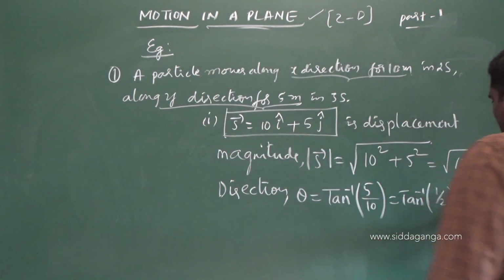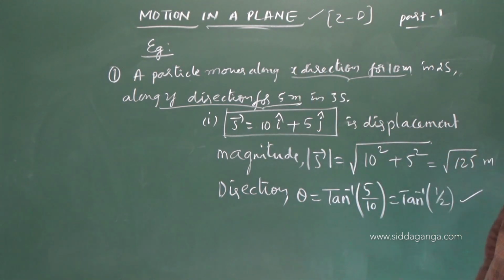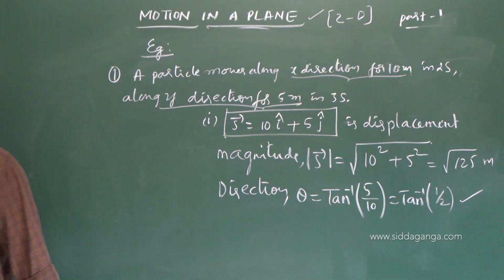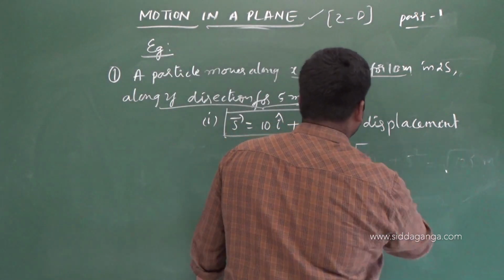So this is about the angle, the magnitude and direction of the displacement of the particle. Now how to find out velocity? You know displacement, so how to find out the average velocity for the entire journey? Average velocity, how to find out?